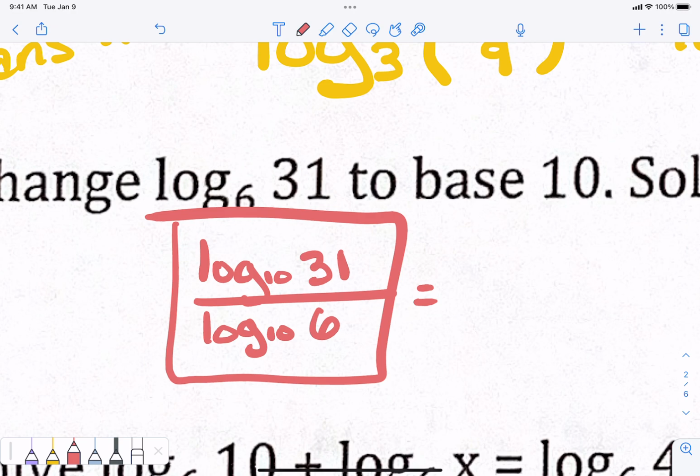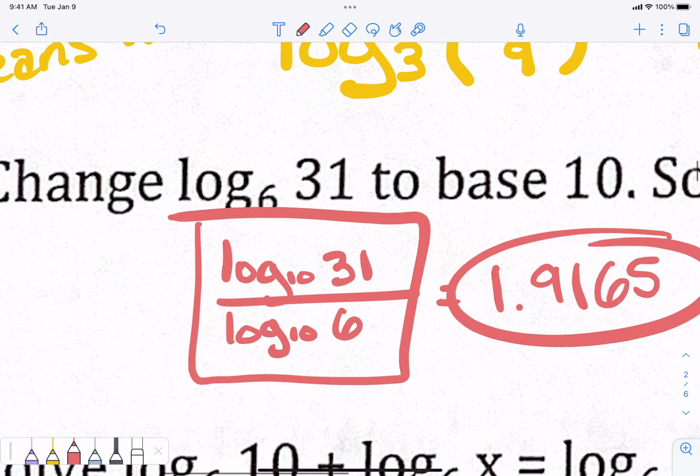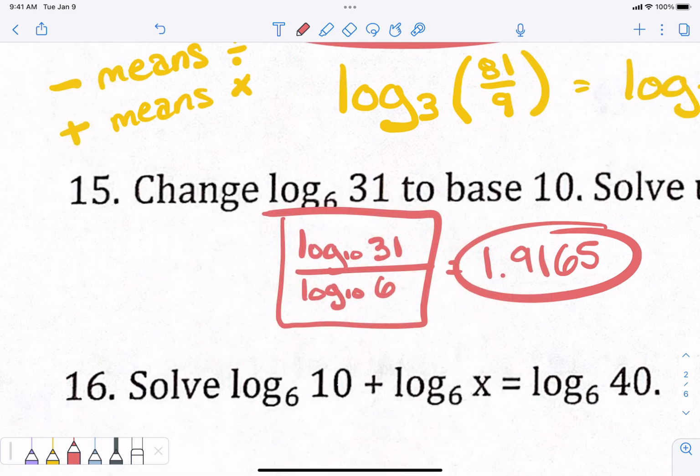Okay, so then on your calculator, all you need to do is take log 31 divided by log 6. Log 31, close parentheses, divided by log 6. 1.9165. Okay, you have to have both of those pieces, otherwise I'll count it wrong. 1.9165.